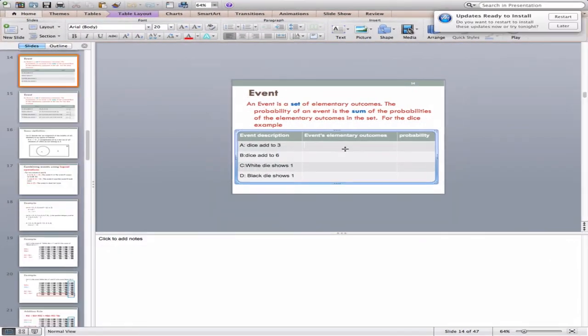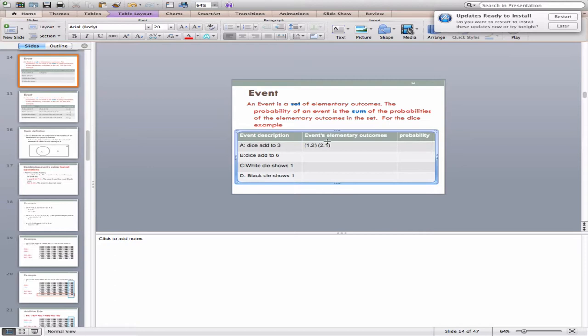Yes. If the first one is 1, the second one must be 2 to make the sum equal to 3. This is 1, 2, and this is one elementary outcome. Next one is 2, 1. The first one is 2, the second one is 1. Then the third one, do we have the third one? No, there's only 2 possible elementary outcomes for this event.